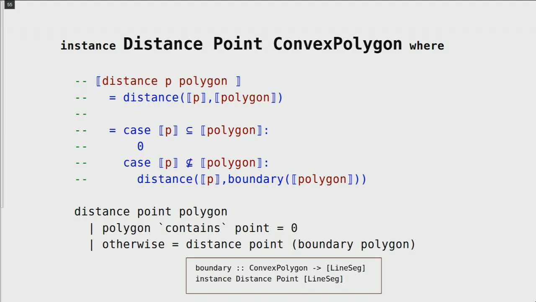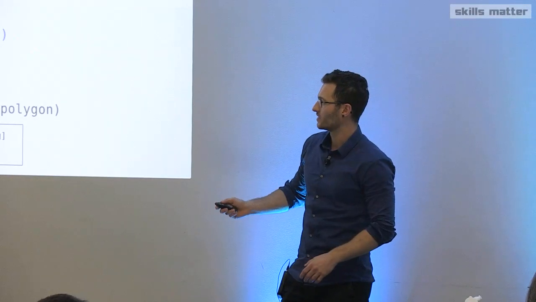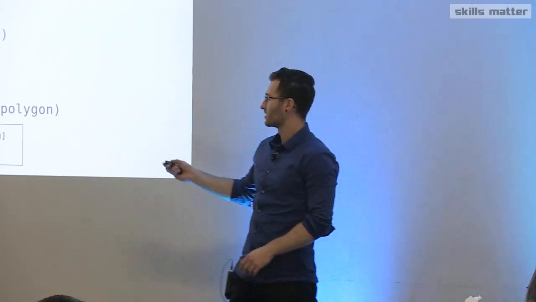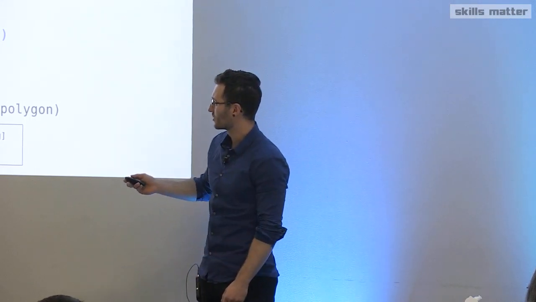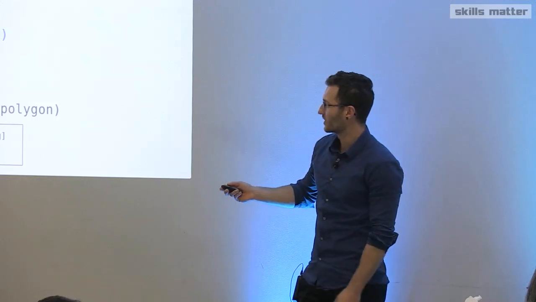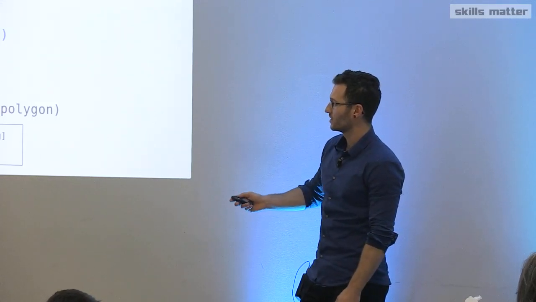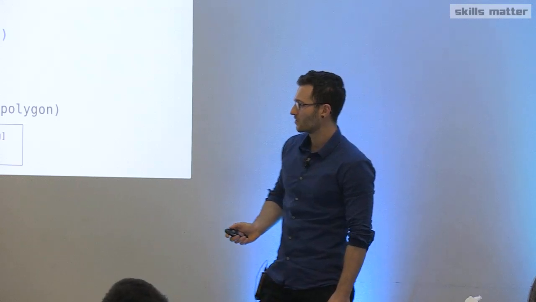And that suits the definition of distance, as per your question before. Distance can't be negative. And if it's not inside the polygon, we can just check the distance to the boundary. And we have an instance for this as well, which I'm not going to show you. It's fairly simple though. And again, this denotation is essentially a one-to-one translation with the implementation. Okay.